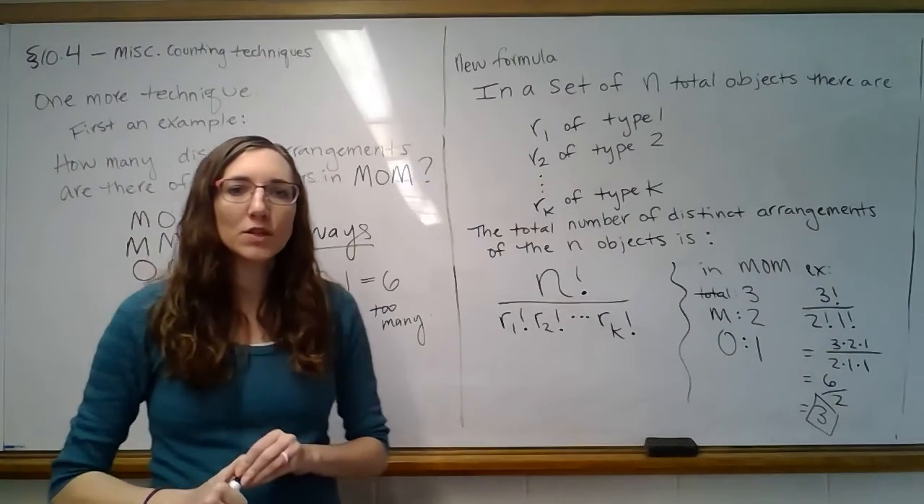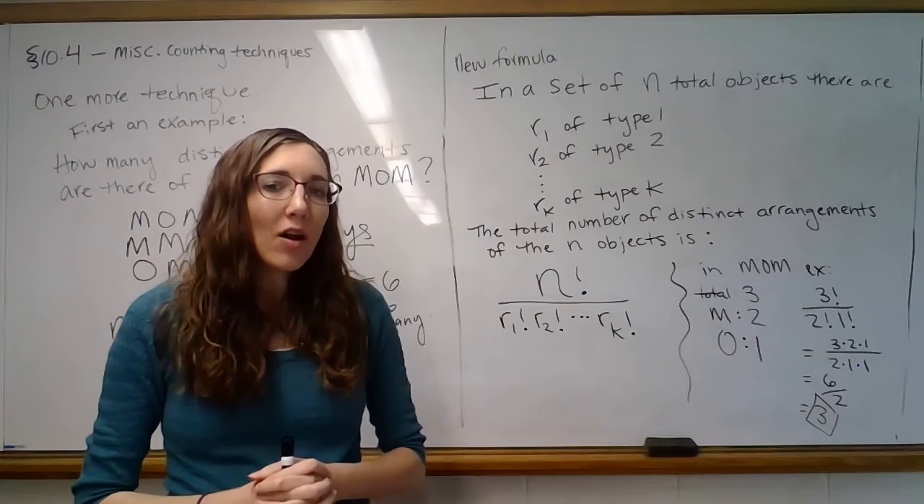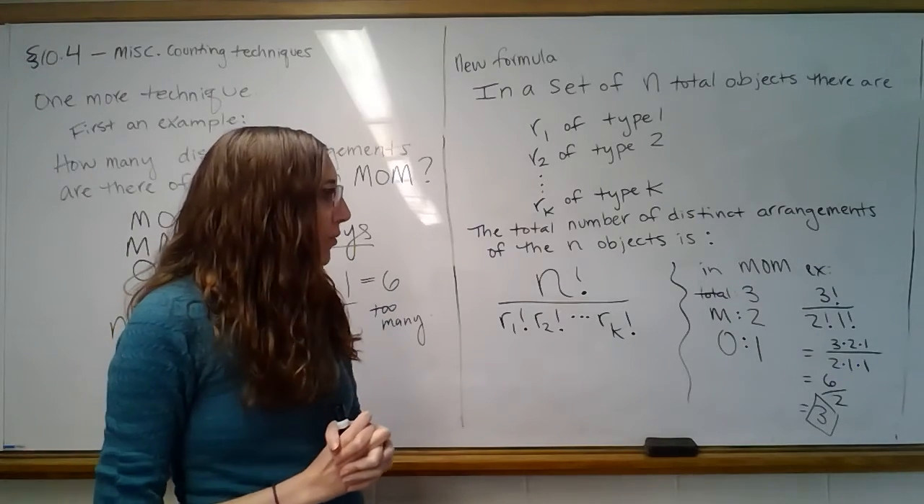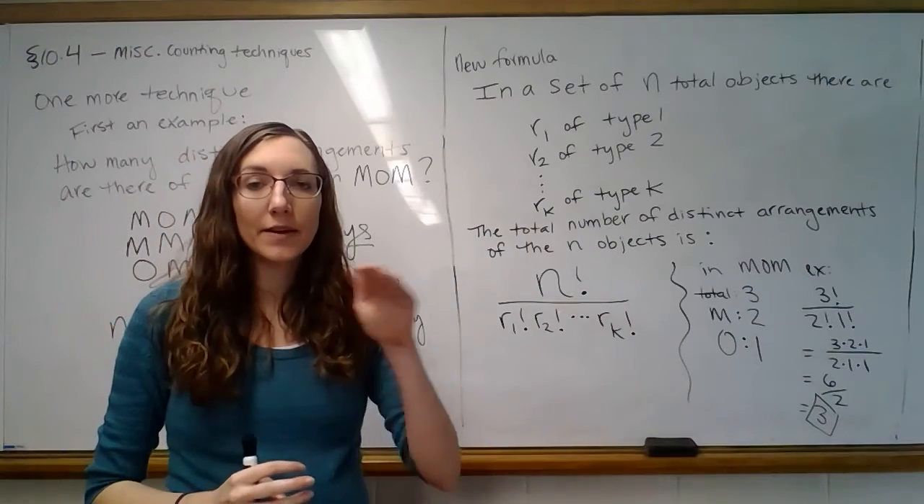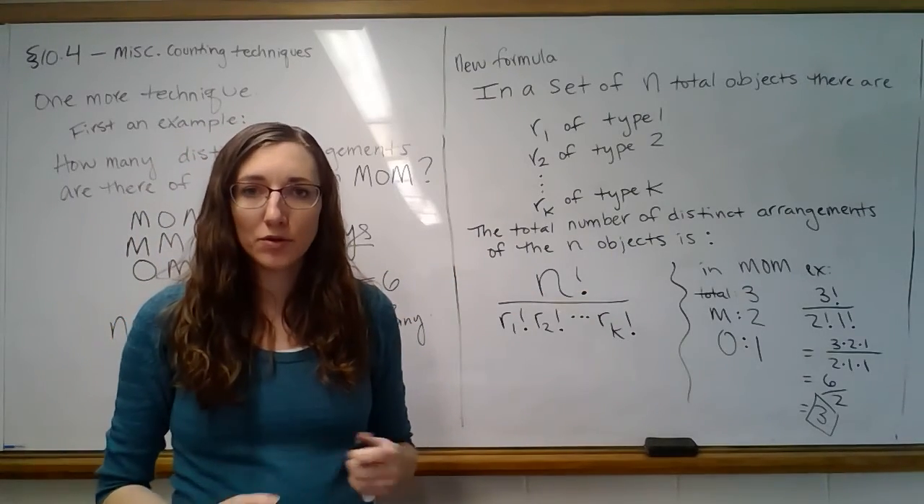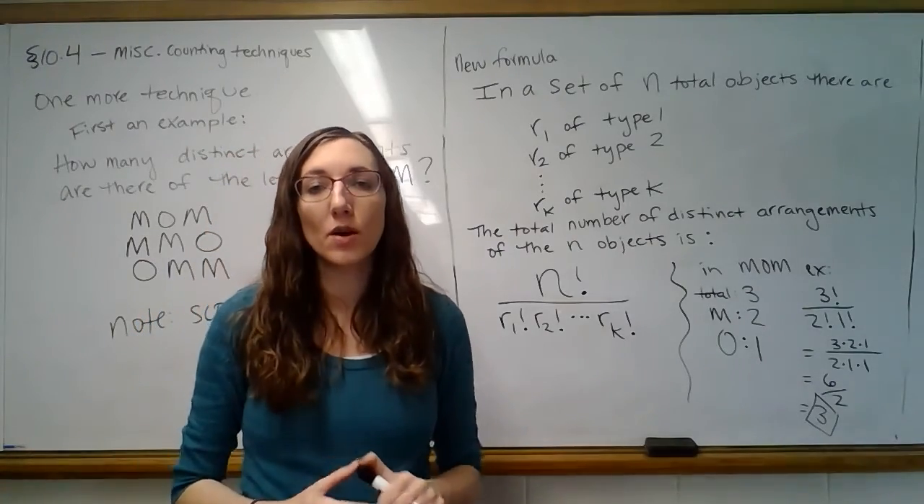So what you have to do in this one is recognize that there's different types of objects, that they're not all distinct. And if we want to find the total arrangements, then we find, well, how many total objects do I have, and then how many of each different type do I have. So we've got 2 more examples of this that we're going to try on your worksheet.